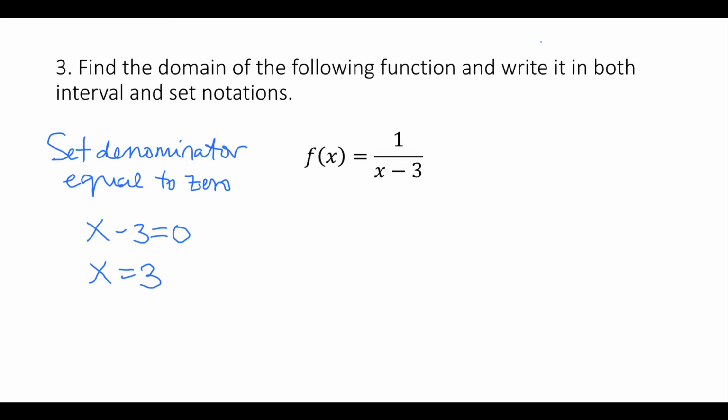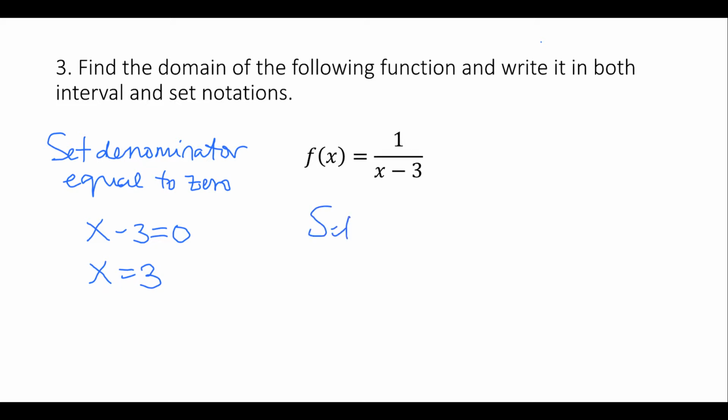And why is it that I don't want to include it? Because if I choose x equals 3, then what's going to happen? 3 minus 3 is 0. I'm going to get a 0 in the denominator, and I'm going to get an undefined. So this number that I just solved for is the problematic x that I do not want to include.